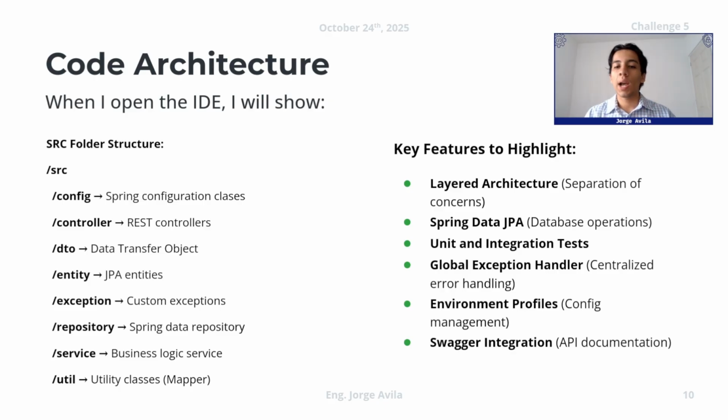The key features to highlight are that I use layered architecture using separation of concerns, Spring Data JPA, database operations like the queries you make to the database, unit and integration tests, global exception handler, centralized error handling using a global exception handler, and environment profiles like the config manager, and also Swagger integration and API documentation. Also, I'm going to show you the Postman tests. So let's see the code.